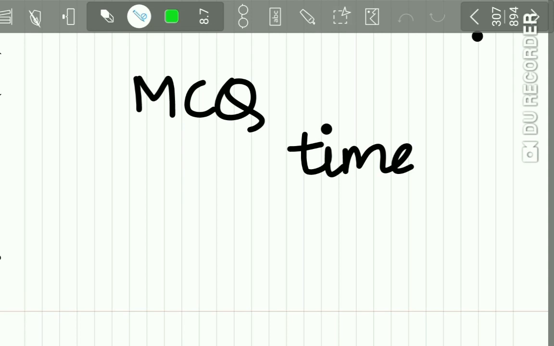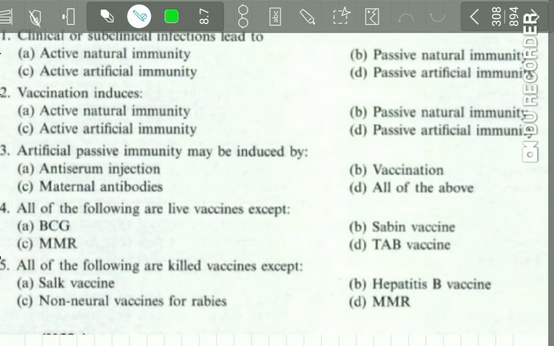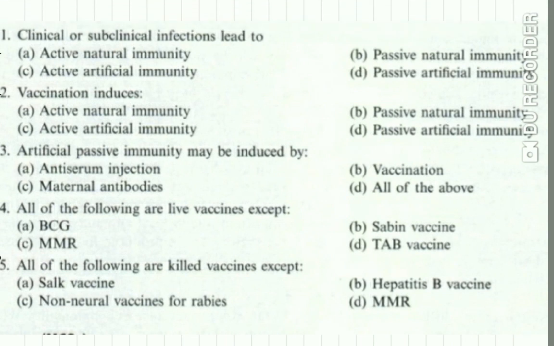So here we complete the basic concepts of immunity, in which we have studied both the innate immunity in our previous lecture and the acquired immunity in this lecture. Watch those lectures carefully. Now it is the MCQ time. If you have watched these two lectures carefully, you will be able to answer all these MCQs.